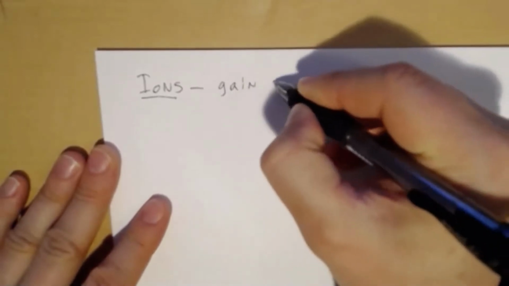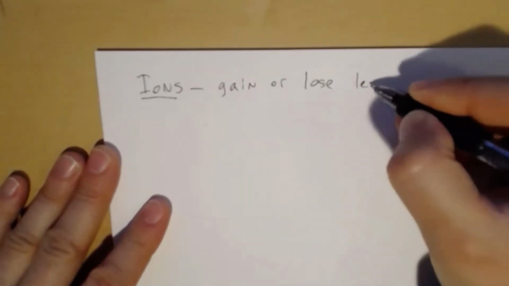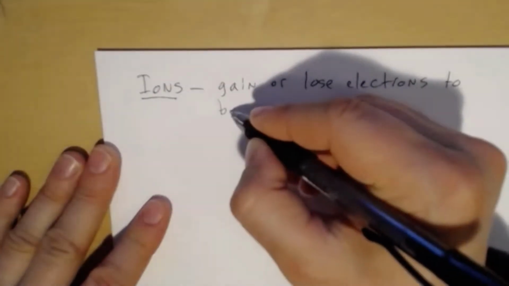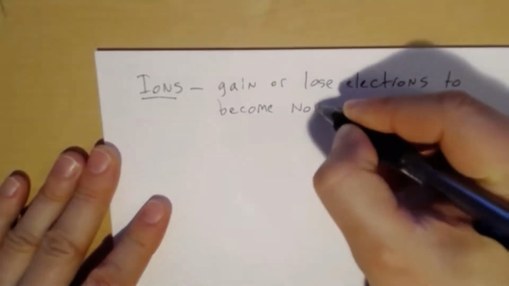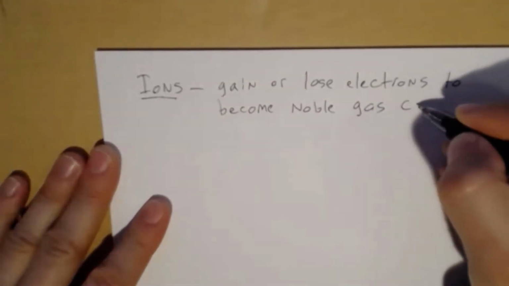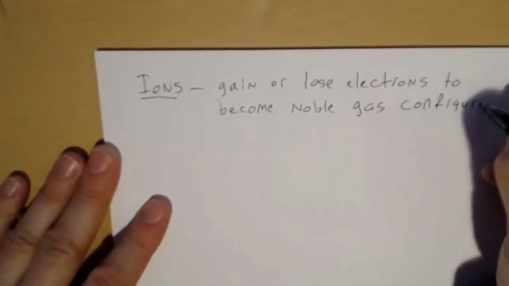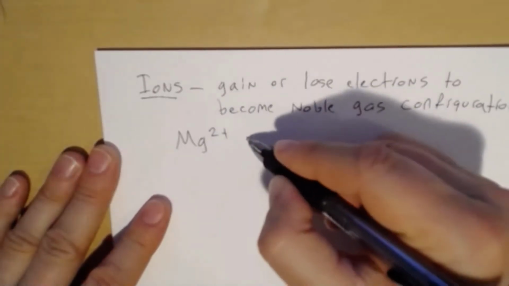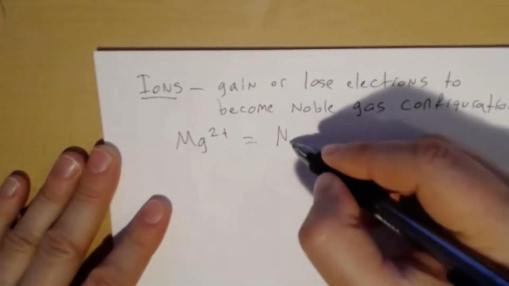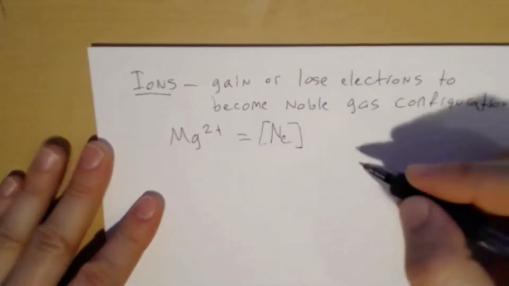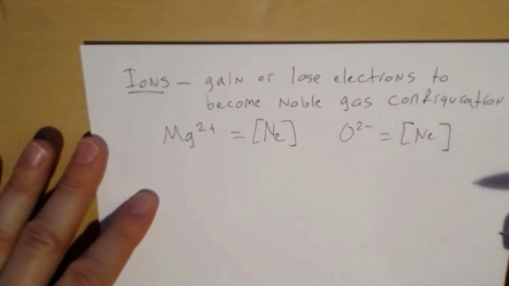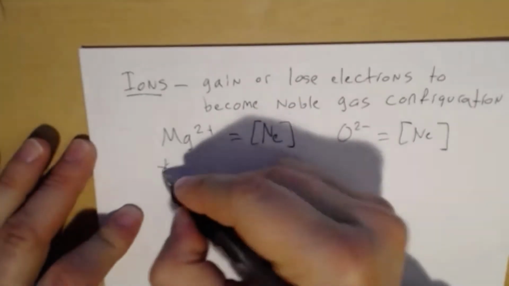So if we're talking about ions, they gain or lose electrons to become noble gas configuration. All right, so magnesium 2+ gets to be neon, or oxygen 2- gets to be neon. So this is actually for main group.